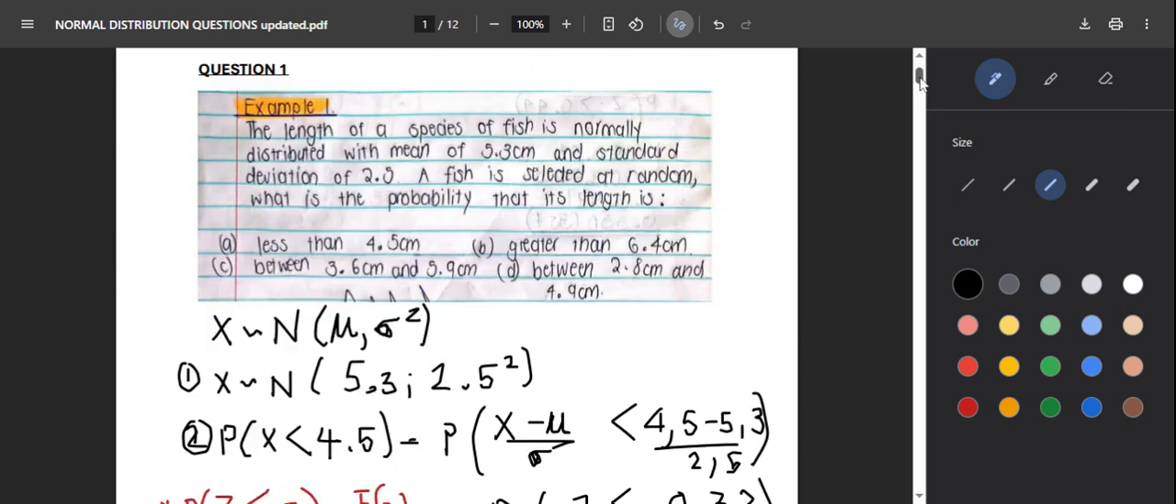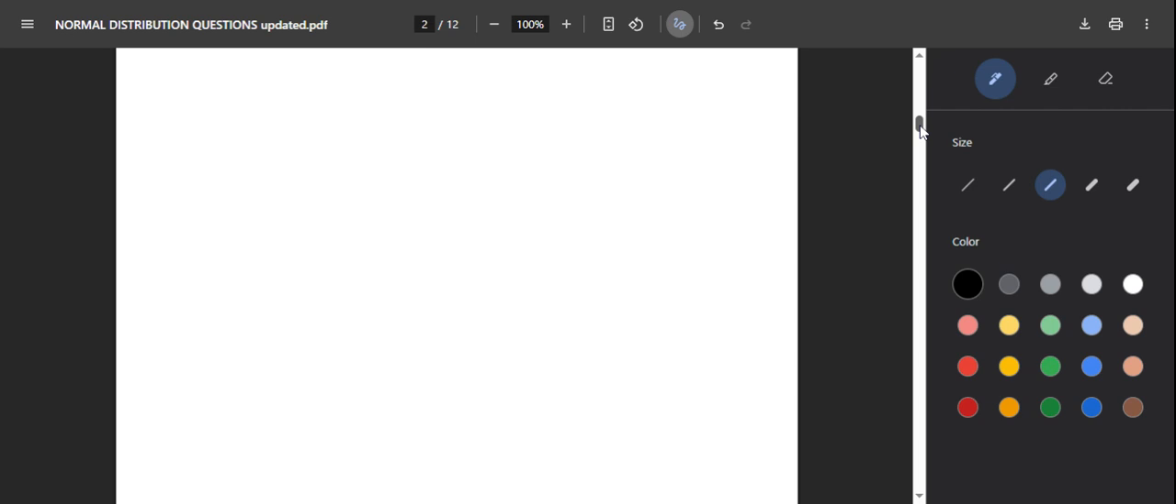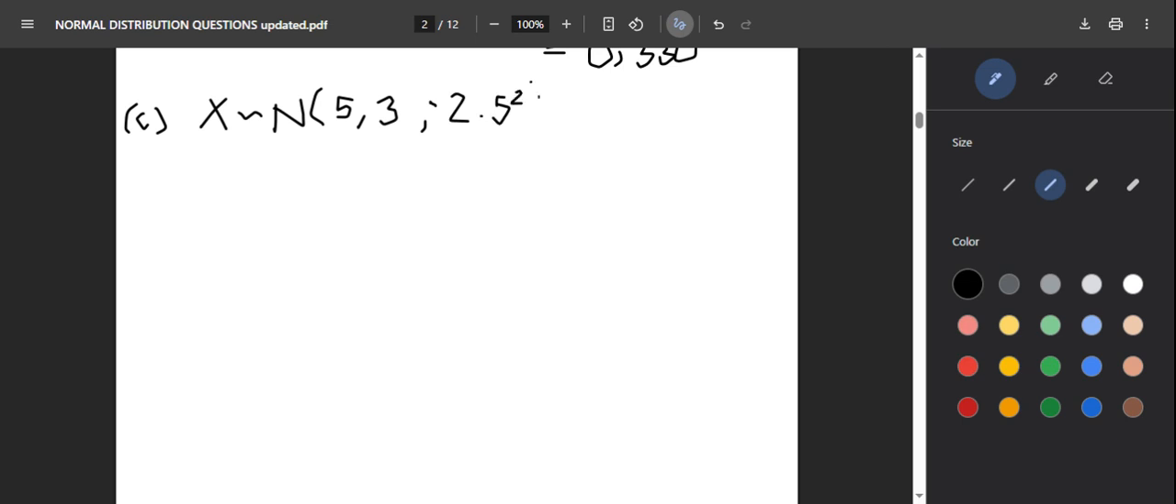Now let us go on to C. They want you to find the probability that the length is between 3.6 and 5.9 centimeters. Here's how you're going to do it. To start with, please bear in mind that X follows a normal distribution with 5.3 as the mean as well as 2.5 squared being the variance. So we're now trying to find the probability that it lies between 3.6 and 5.9.